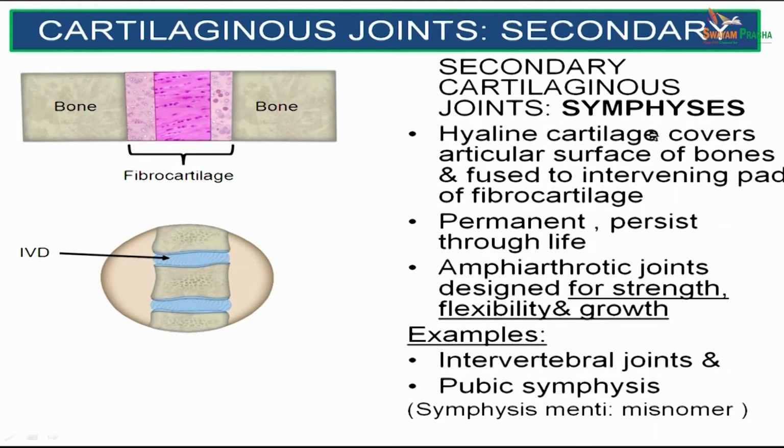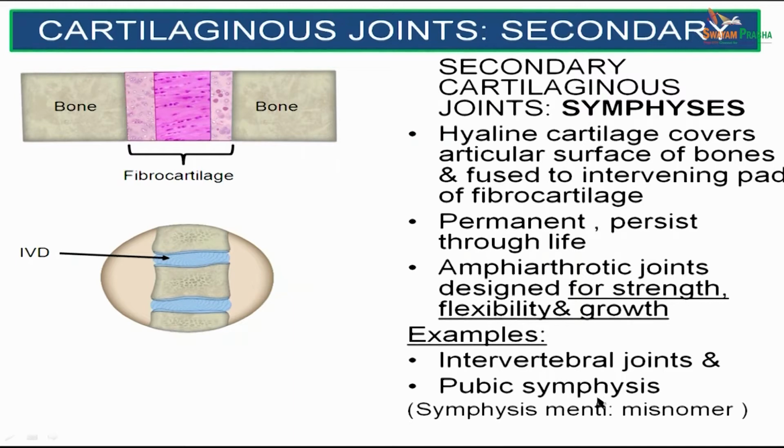Secondary cartilage joints are called symphysis. Here we have the bones which are covered by hyaline cartilage, and in between them we have a fibrocartilage disc or a pad of fibrocartilage. These are permanent joints. They are present throughout life. They are amphiarthrotic and they are for strength and flexibility along with growth. Example: intervertebral joints between the vertebrae formed by the intervertebral disc, and the pubic symphysis.